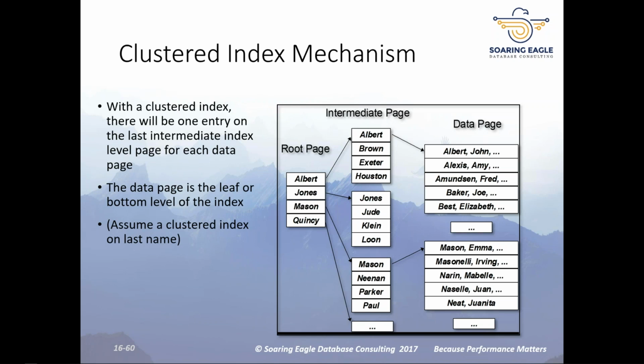So once I have the leaf page, I start building out the intermediate pages. The way I do that is I take the first entry from the first page, which is Albert, and I put it in that intermediate page. Then I go to the next page and grab the first entry, which is Brown, and I put it in the next page.